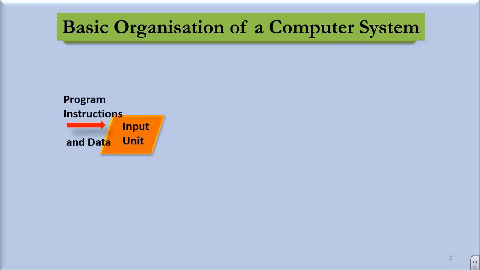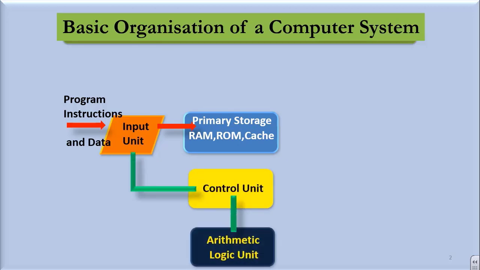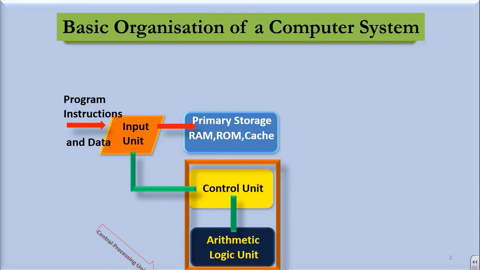We have input units. Program instructions and data are given with the help of this input unit. Then we have a primary storage that consists of RAM, ROM, cache, and there is another memory, that is a register, which is a part of primary storage. Control unit and arithmetic logic unit both make the central processing unit. It means CPU consists of two things, control unit and arithmetic logic unit.